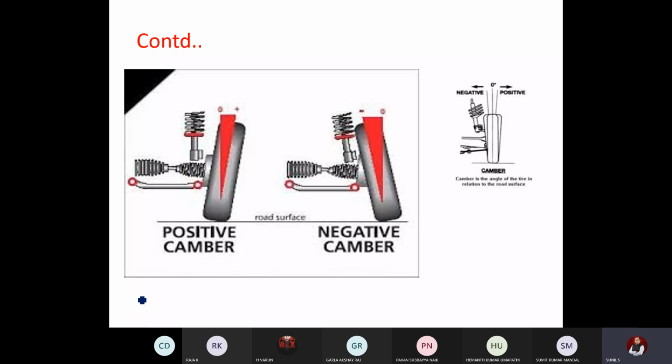Yes, sir. Sir, are you understanding? In some vehicles, as I've noticed in Mahindra Scorpio and some SUV vehicles, positive camber, the tires will be slightly inside. If we check directly inside, it is called negative camber.